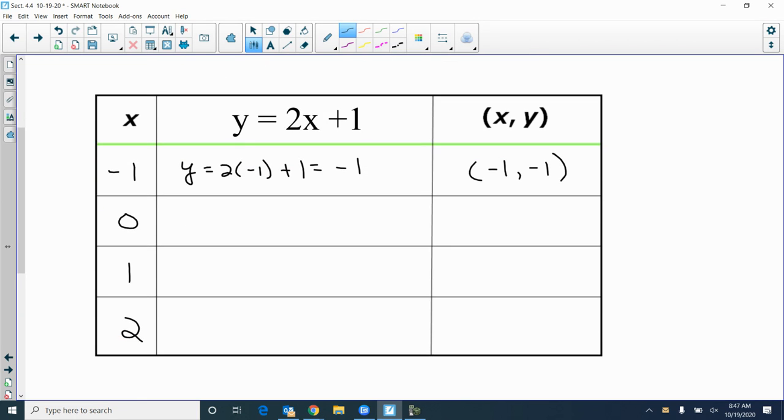All right, so these next three, go through, plug in 0, then plug in 1, then plug in 2, see what you get.